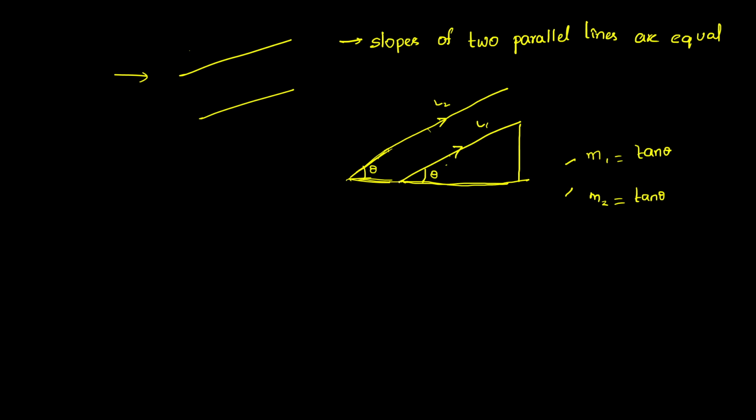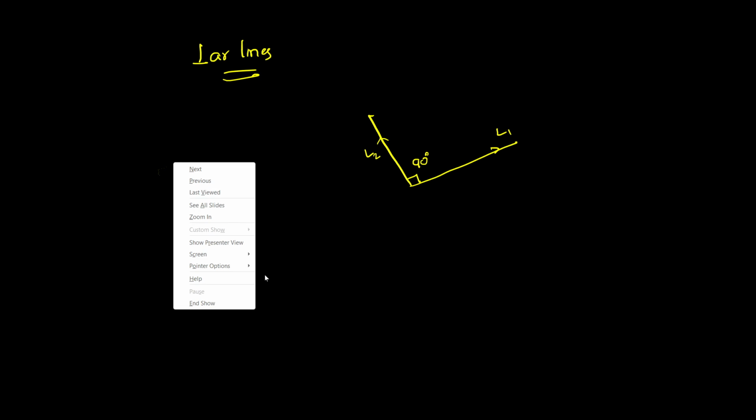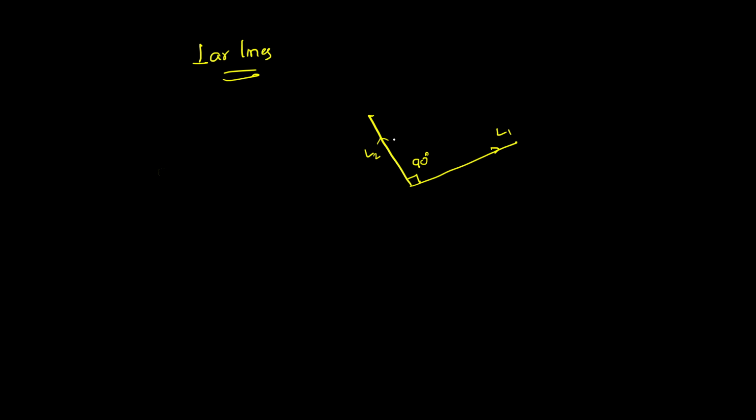Now coming to perpendicular lines. What does this indicate? Perpendicular means if two lines have an angle of 90 degrees between them, if two lines are making a right angle with respect to each other, then they can be said to be perpendicular. For example, let us take one line, let it be line 1, and let us take one more line, let it be line 2, and they are mutually making an angle of 90 degrees with respect to each other. That means they are perpendicular.